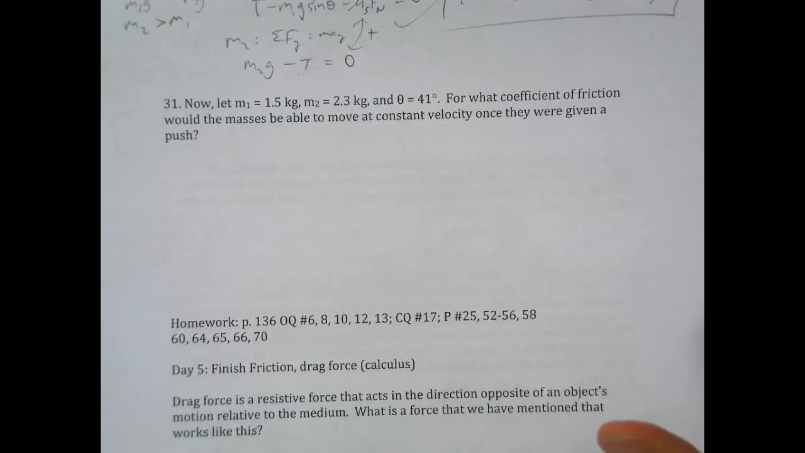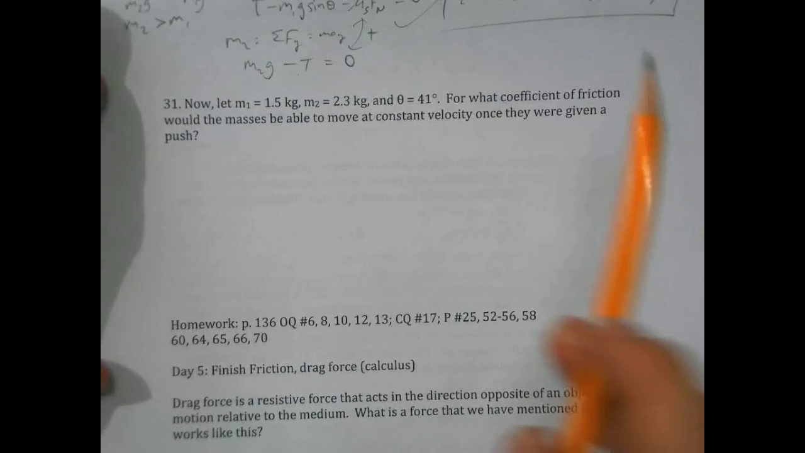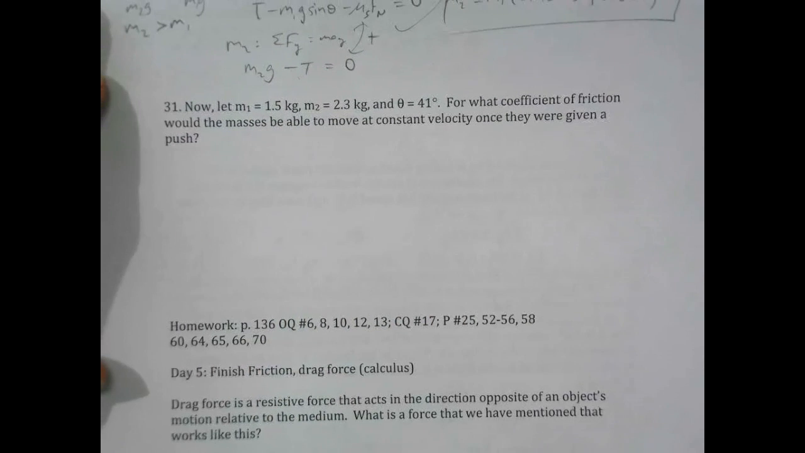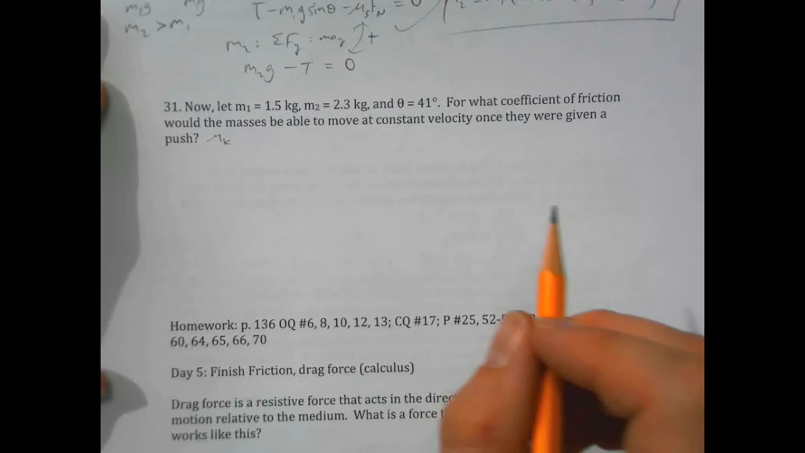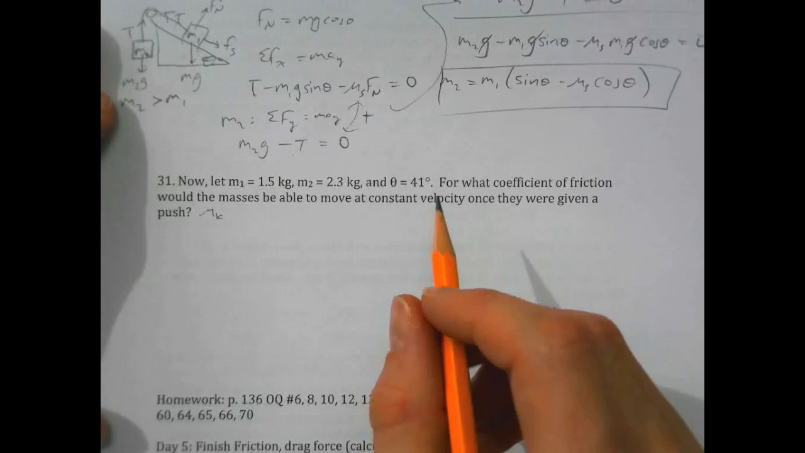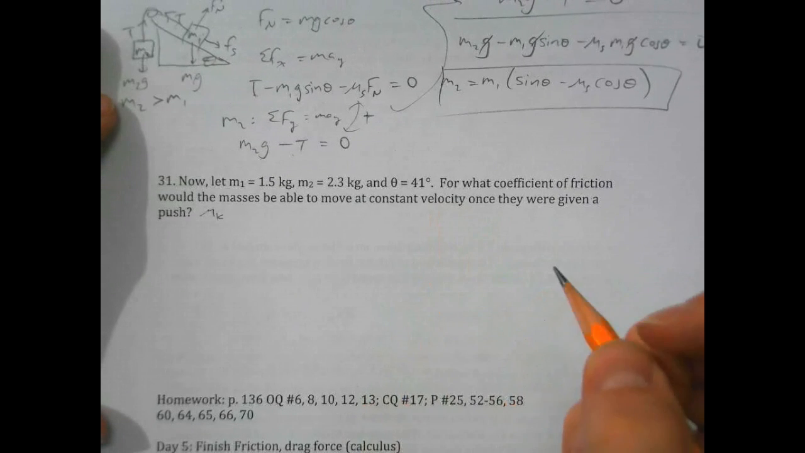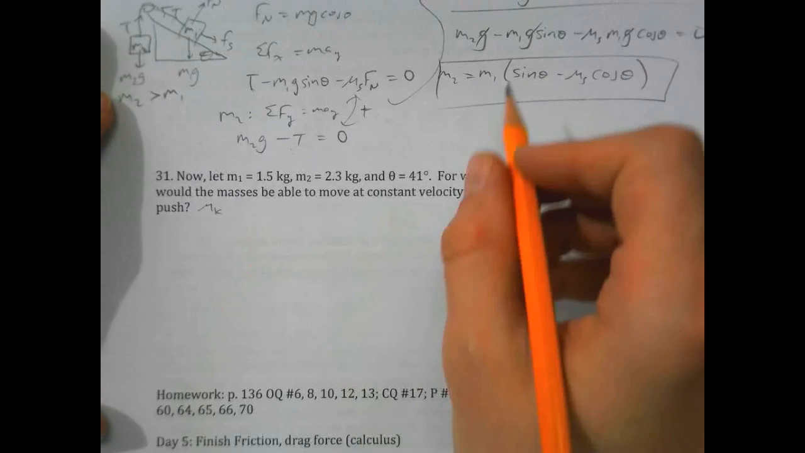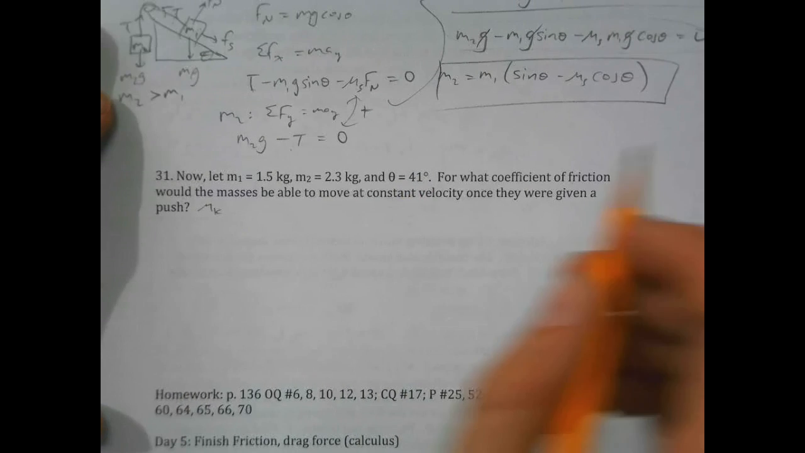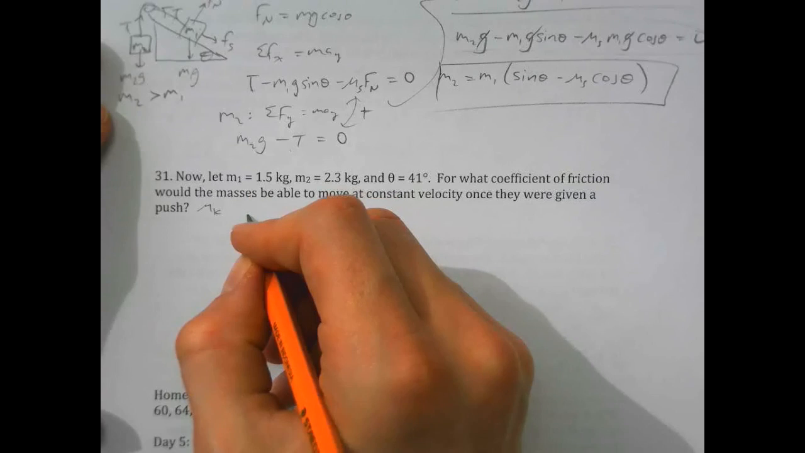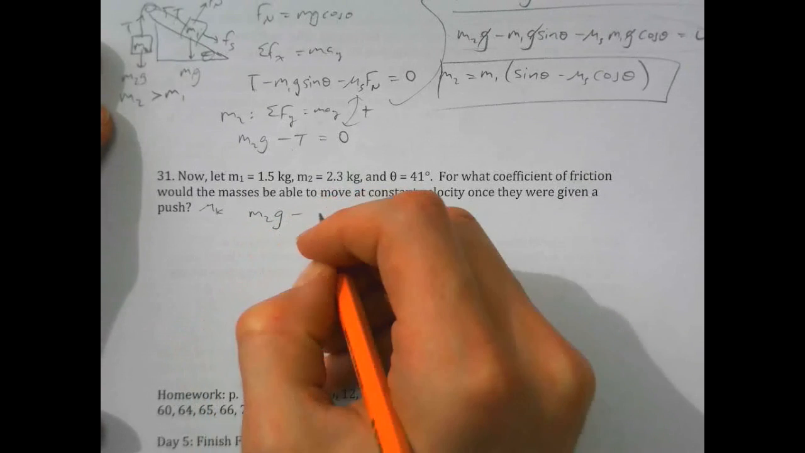One more example now. Oh, it's the same problem. Now let M1 equal 1.5 kilos, M2 equal 2.3 kilos, and theta equal 41 degrees. For what coefficient of friction would the masses be able to move at constant velocity once they were given a push? Once they're given a push, that means now we're finding mu k. Okay. With mu k, it's the same equation, except we're plugging in mu k instead of mu s, so arriving at the same result.